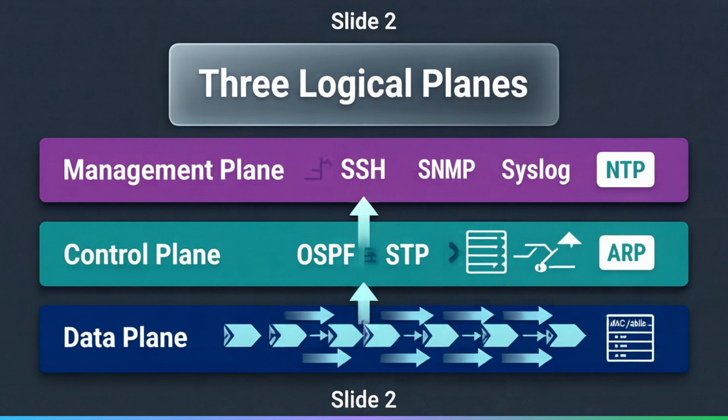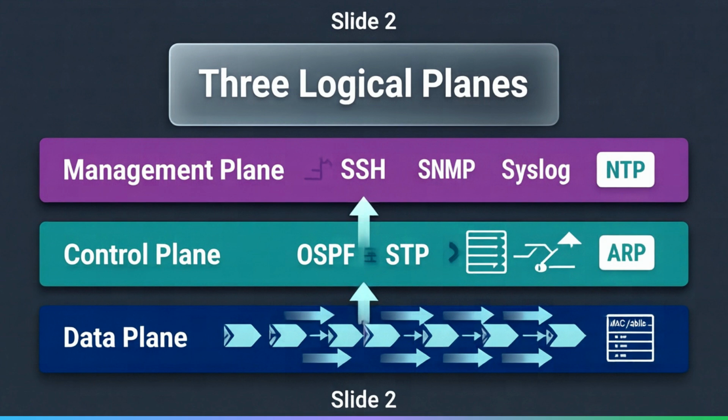To diagnose the incident, separate each device into 3 logical planes. The data plane, also called the forwarding plane, moves frames and packets using rules already in place. A switch forwards based on its MAC table, a router forwards based on its routing table. The control plane creates or updates those rules. OSPF builds route information. STP decides forwarding ports, and ARP supplies IP to MAC mappings.